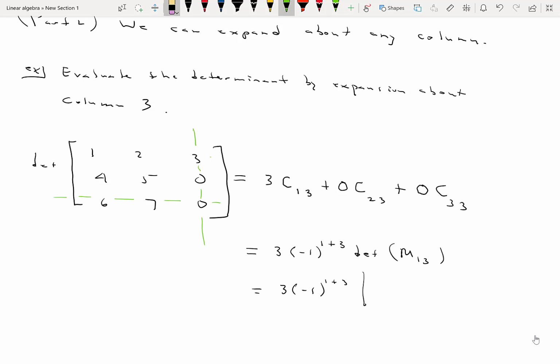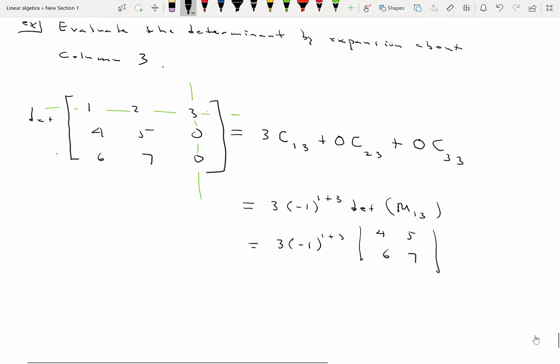The problem is I left that green line through the third row, and I should have moved it, because we're looking at the 1, 3 minor, so there's a green line back through the first row. There we are. Sorry about that. Okay, so 4, 5, 6, 7. This cleans it up. And this is simple.